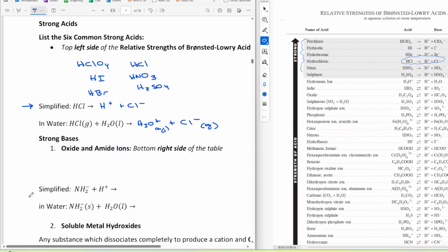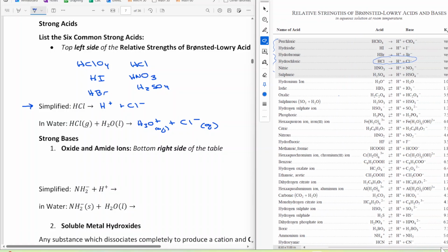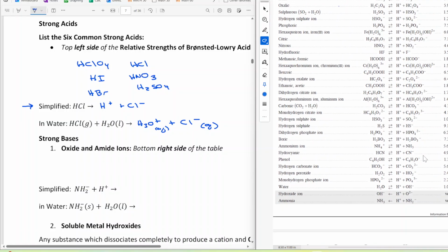Okay, so then what about our strong bases? Well, if our 6 common strong acids are at the top of the table, then our strong bases are at the bottom of the table. And not only at the bottom, but they switch sides. So the way that this table is laid out is that on the left, you have the names of your acids. And then on the right, they don't give you the name, but these are all of your bases. So your strong bases are your oxide and your amide ions over here. Okay, so those are going to act as strong bases.